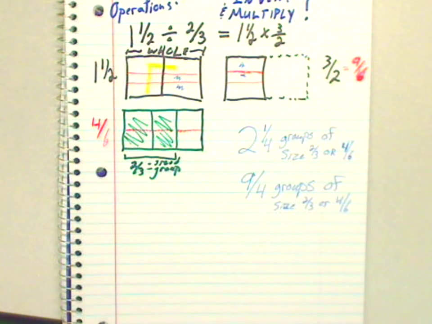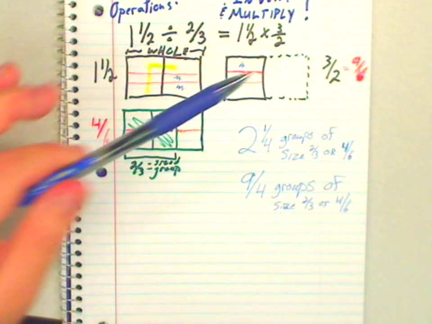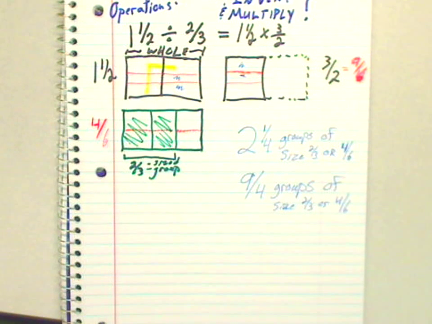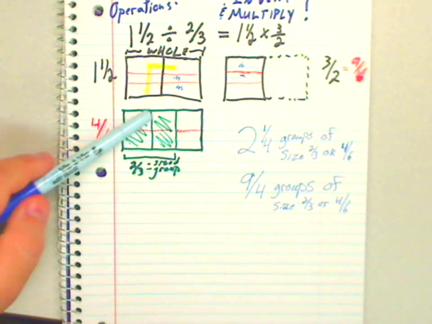Our question is, where do the 3 halves crop up? You know, we can easily see how we make groups of size 2/3, but where do we see 3 halves in this picture? Do we see 3 halves anywhere? And the answer is yes. If we look right here.